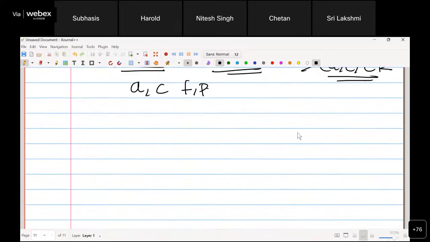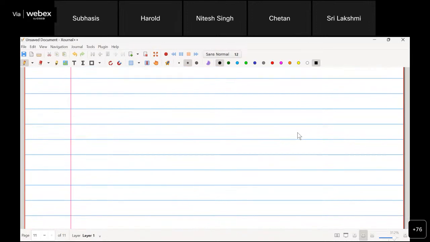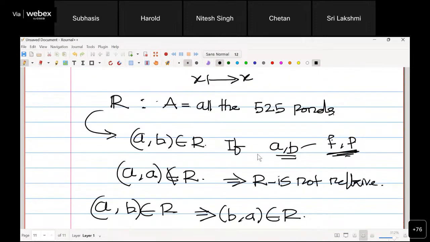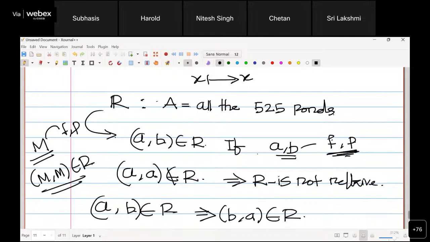Is there any other doubt? Why is it not reflexive, sir? I said you have some ponds that are not polluted by F and P. If you have a pond, let's say M, not polluted by F and P, then certainly M and M can't be inside R. By the definition of the relation, A comma B is in R if and only if A and B are both polluted by F and P. But you still have a few ponds that are not polluted by F and P, but by some other products. So these ponds can't be inside your relation. That means this is not reflexive.